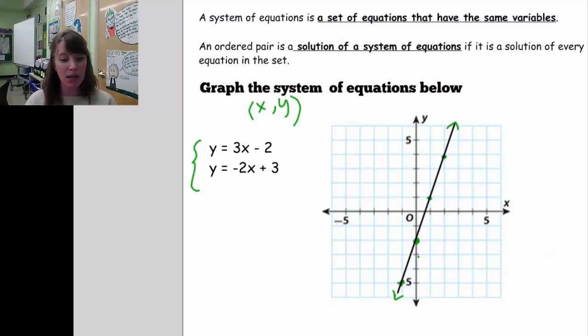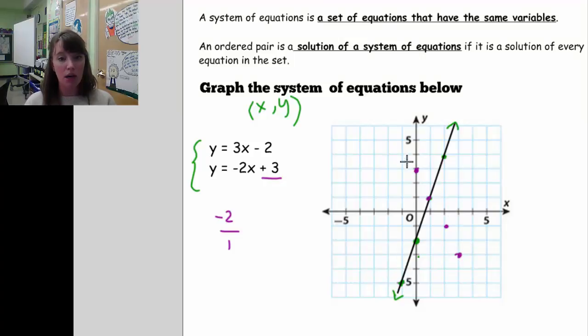And I'm going to graph my second equation as well. So I have a y-intercept of +3. So I'm going to go up 1, 2, 3. And then my rise over run is -2 over 1. So I drop down 1, 2, and I go right 1. And I go down 1, 2, and right 1, down 1, 2, and right 1.